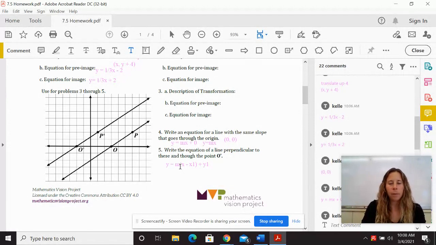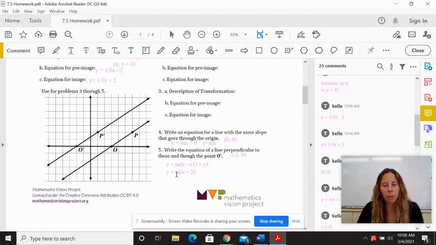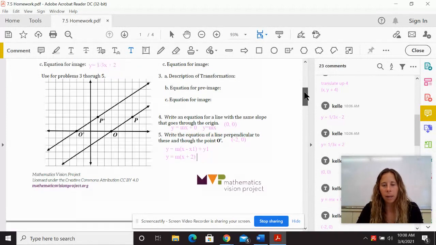Okay. Point slope form. So y equals your slope. You're going to figure out the slope, and it goes through the point O prime. So O prime is at -2, and 0. So that's just x, that becomes +2. And then +0, or you can just leave it off. So all you have to figure out is the slope, and then you're done with number 5.